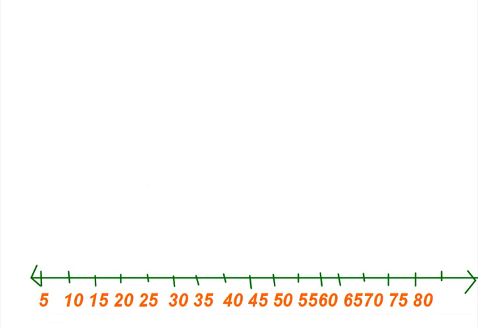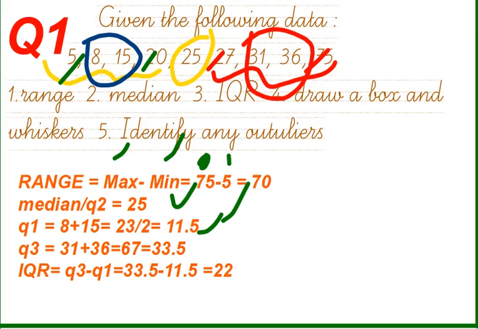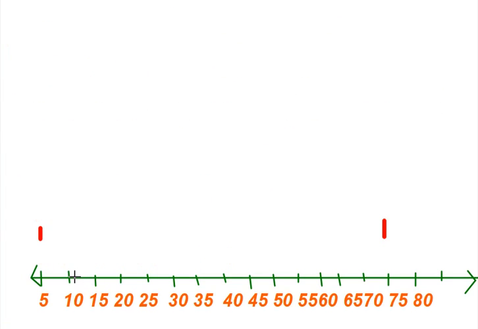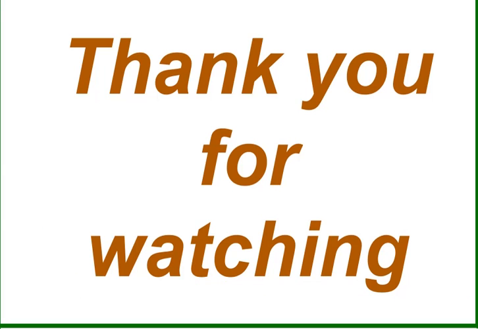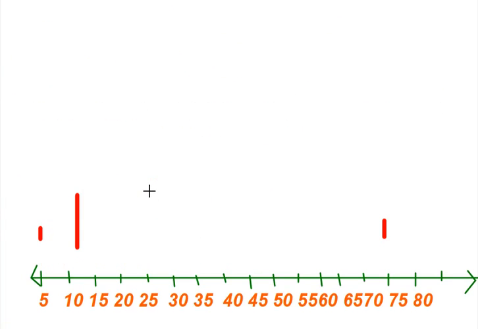Then we make our strokes. We're going to use a different color. Let's use red, and we make a small, tiny stroke there. Let's make sure they're straight lines. So a small straight line right there on 75, because that's our maximum. Then we look at our Q1, which is 11.5. 11.5 is somewhere there, so we make a bigger stroke right there. And Q2 is 25. 25 is right there, so we make our stroke right there.